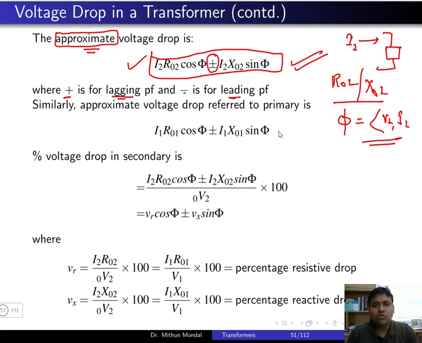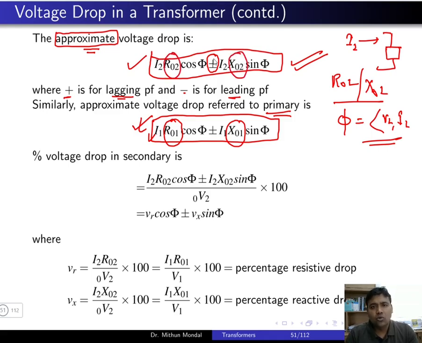Now if you do the same thing on the primary side, then your equation will be I1R01 cos theta plus minus I1X01 sin theta. So it will not matter whether you are solving from the primary side point of view or the secondary side point of view, the answer will come the same, because we have obtained the equivalent resistance on the primary side and equivalent reactance on the primary side, and the net current is I1 on the primary side. Here we have taken R02 and X02 as the total resistance and reactance, whereas the current is I2.